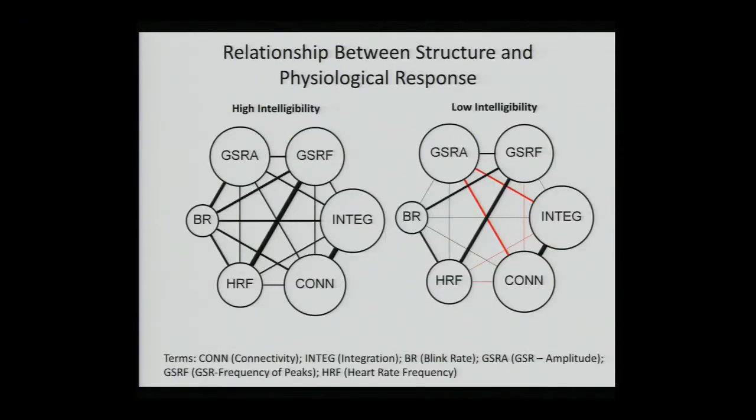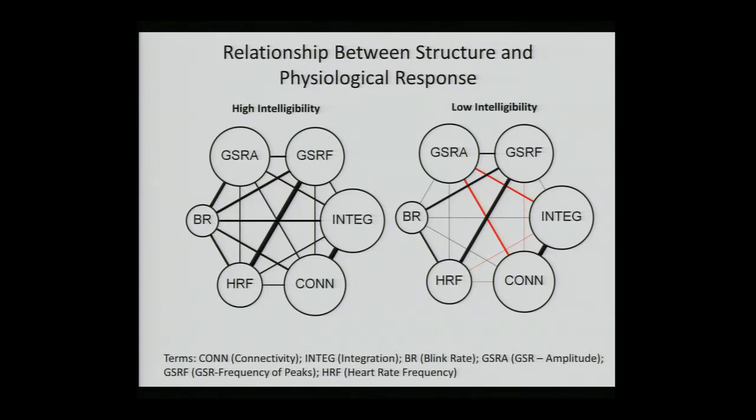In terms of how our other measures relate, this is a bit of a complicated figure, but I want you to take away from this that this is a representation of the correlations between all the different measures that we used. And we have the connectivity and integration, which are both measures of how the spatial system is arranged. And then we have our heart rate, frequency, blink rate, galvanic skin response, and galvanic skin response frequency. And here we have the degree of correlation represented between each of the factors, where black represents a positive correlation and red represents a negative correlation. And the line thickness represents the strength of the relationship between the factors.